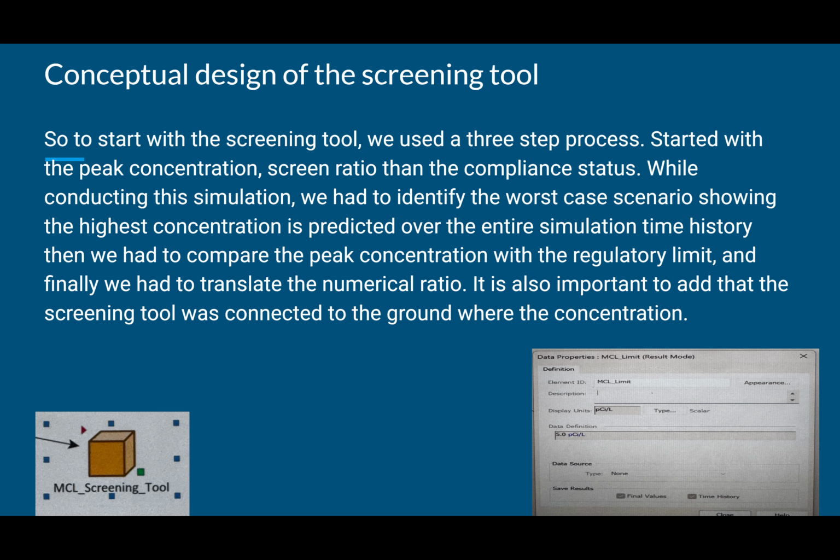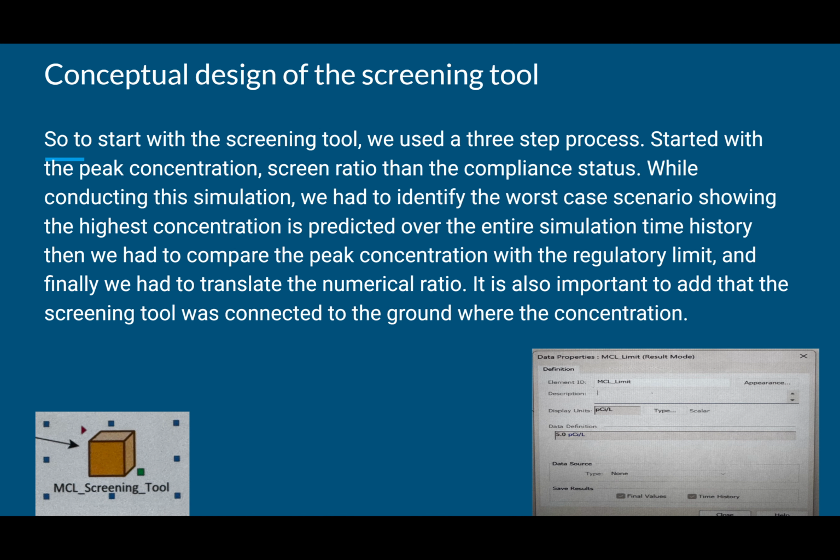It also is important to add that the screening tool was connected to the groundwater concentration. So in the pictures, I have the MCL screening tool, and then I also have data from the MCL, which shows some of the results. And here, the data definition was 5.0 pCi divided by the liters per liter. And it also has the display unit, which is pCi over liters.